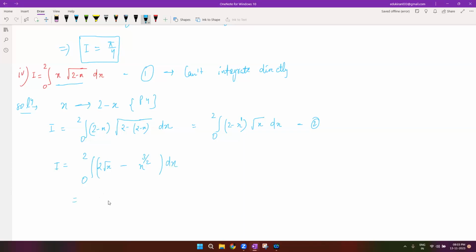How? This becomes 2 into x to the power 3 by 2 divided by 3 by 2, minus, this becomes x to the power 5 by 2 divided by 5 by 2. We have it from 0 to 2. You can directly put the limits and get the answer.